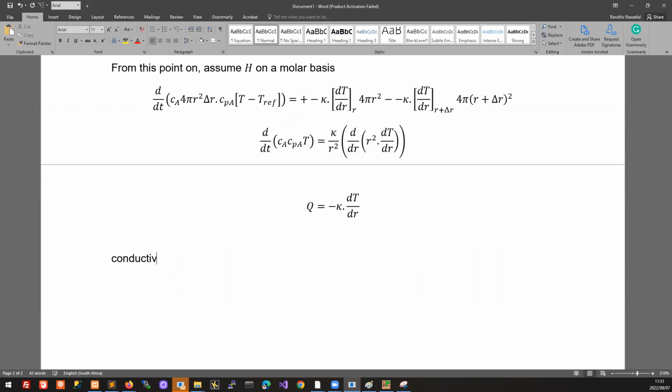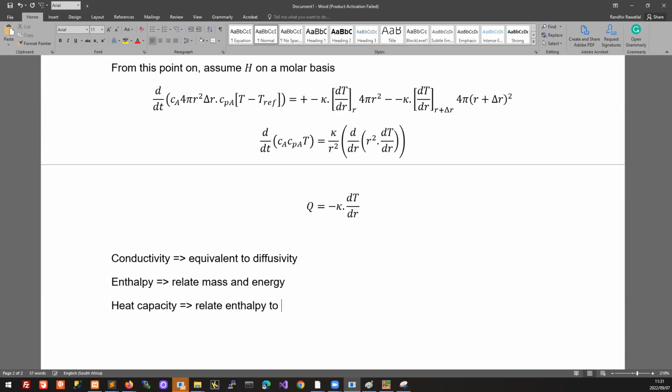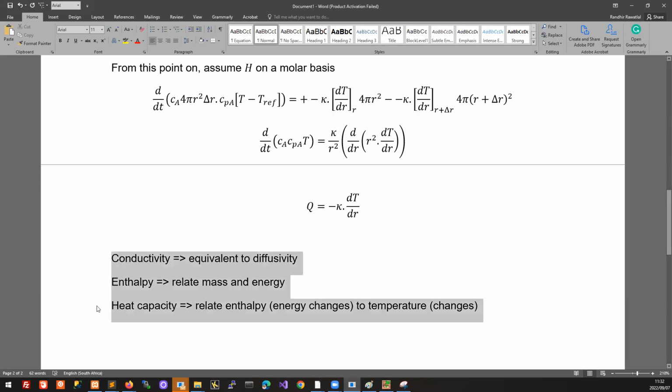So conductivity, so that's equivalent to diffusivity. And the other one was the enthalpy, relate mass and energy, and then heat capacity, right? What's the capacity to hold energy for a 1 degree change, right? So relate enthalpy to temperature or energy changes to temperature changes. Okay, so with those three concepts, we can start to look into these analogies that we introduced.